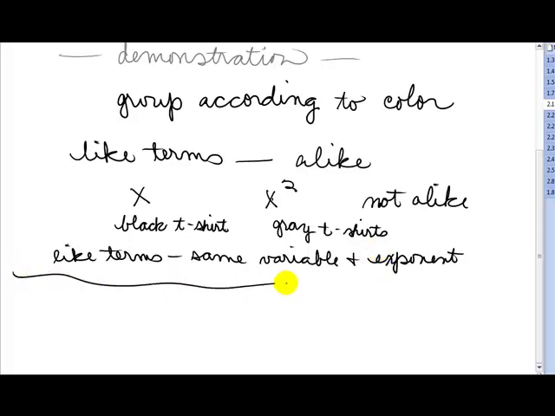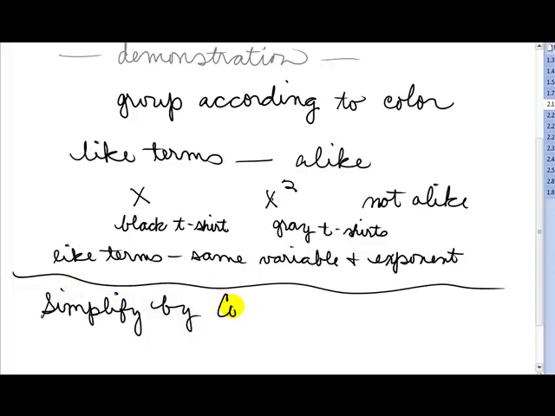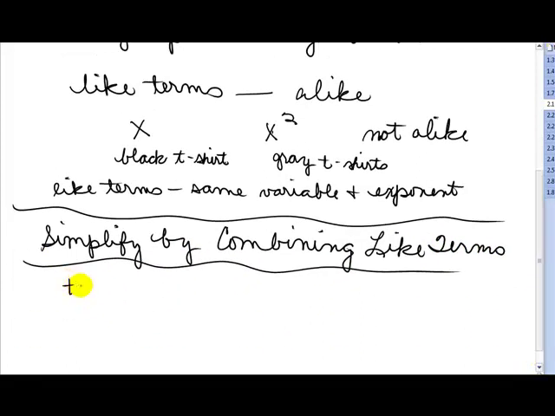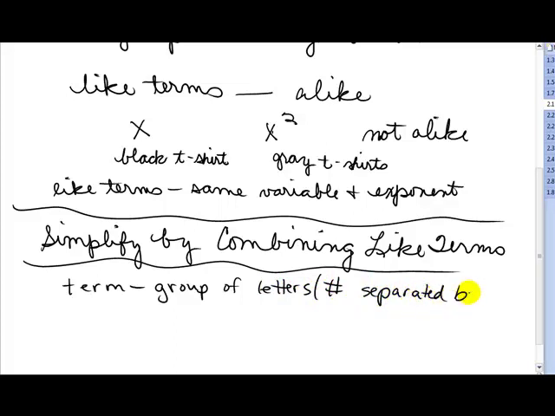We will simplify by combining like terms. And a term is basically just a group of letters, numbers, and they're separated by plus or minus.